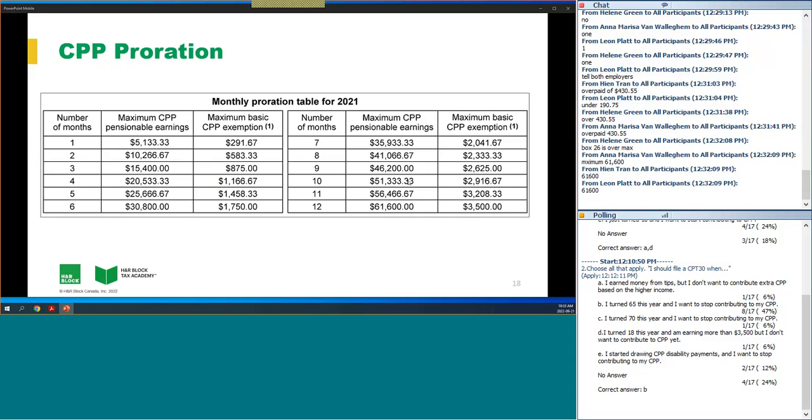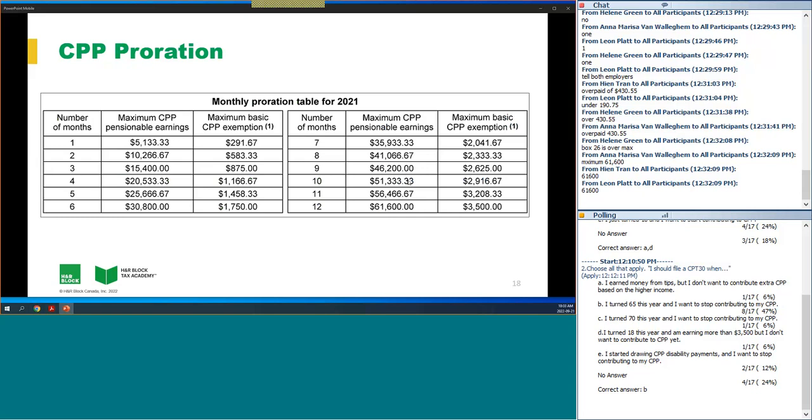So CPP proration. Remember that most people have to pay CPP all year. So if you are over 18, under 70, you haven't made an election between 65 and 70, and you're not receiving CPP disability income, you have to pay CPP for the whole year, 12 months. But maybe something happened during the year, so for part of the year, you didn't need to. In that case, we do what's called proration, which is just making a limit based on how many months you should be contributing to your exemption.